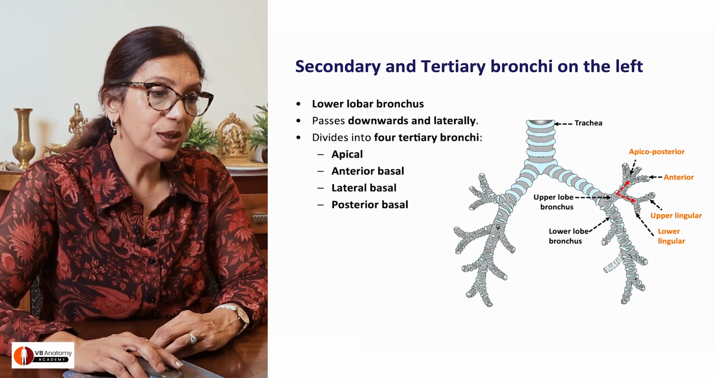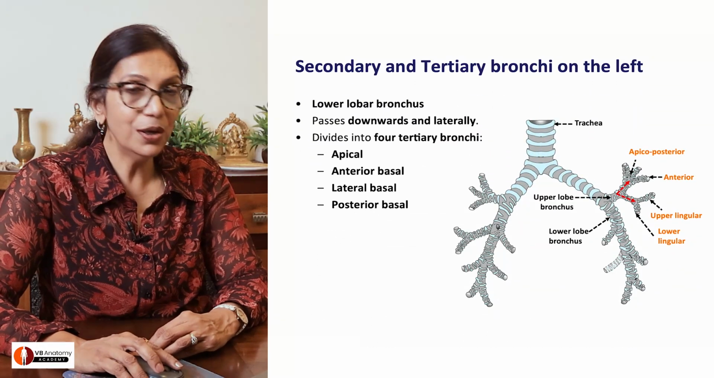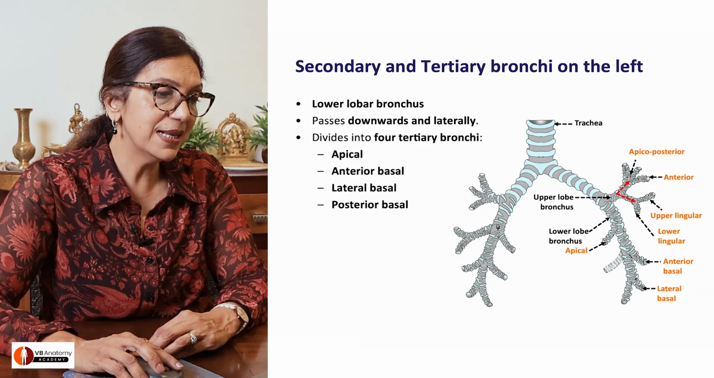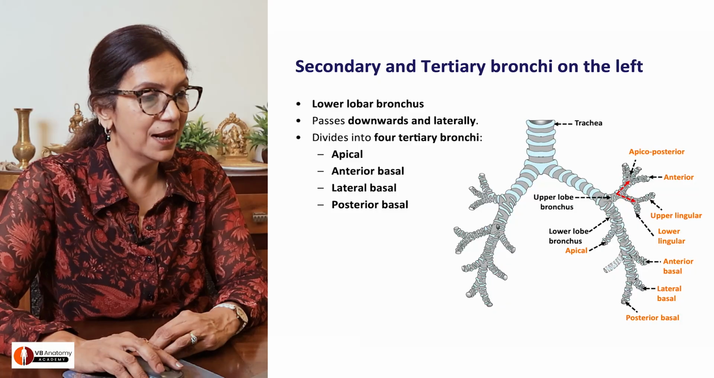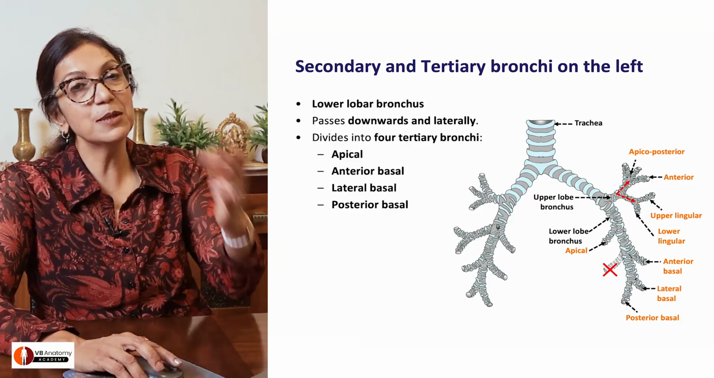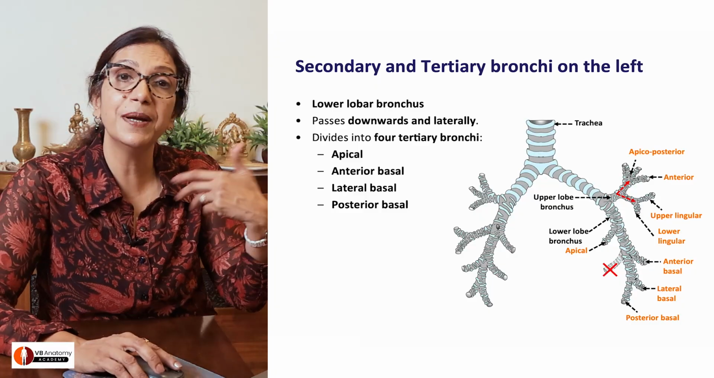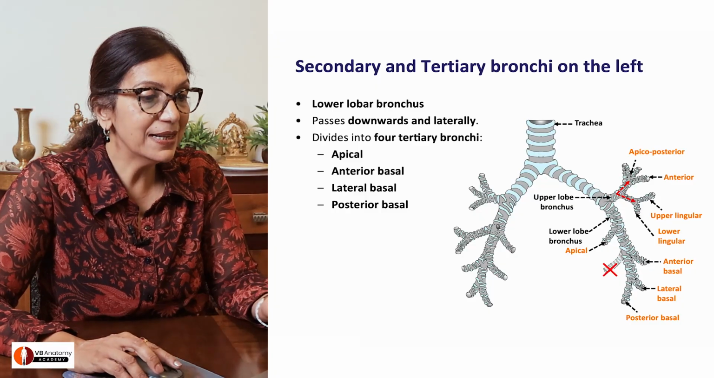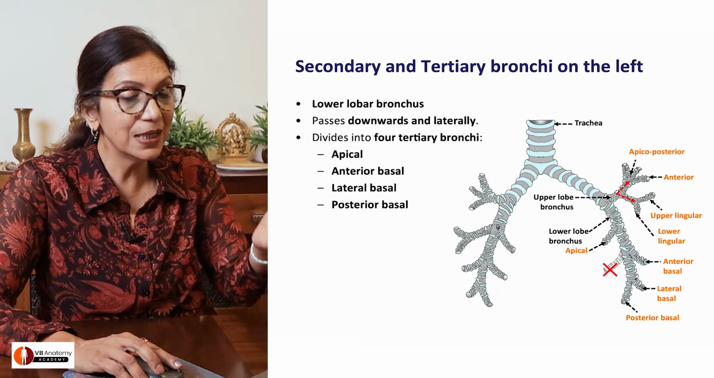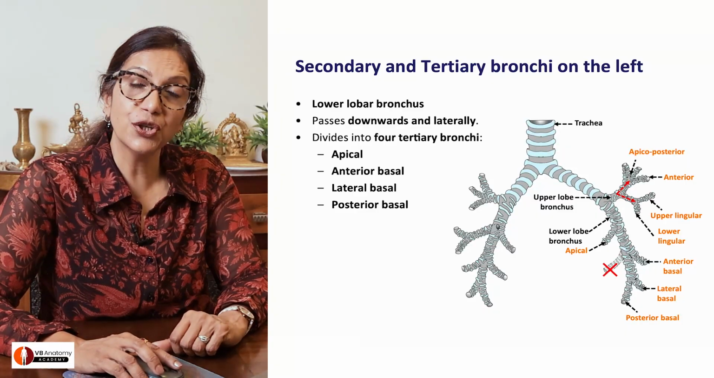Now let's talk about the lower lobe bronchus. The lower lobe bronchus divides into apical, anterior basal, lateral basal, posterior basal. Again, there is no medial basal. Why no medial? Because again, the space for the medial basal is occupied by the heart itself. That is why you find no medial lobe, you find no medial tertiary bronchus here.